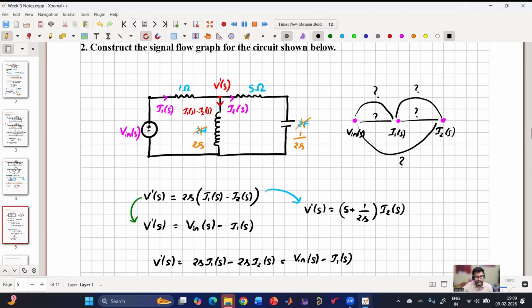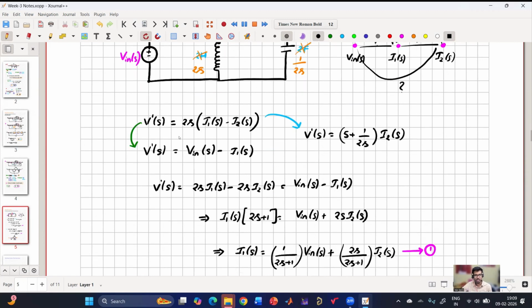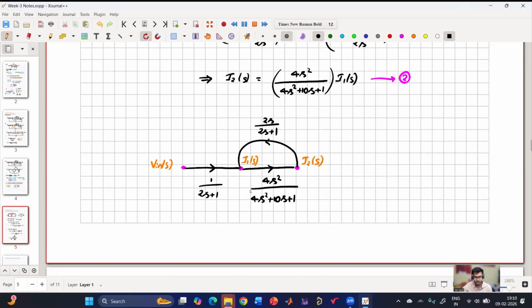But here I have applied one KCL. I have assumed V dash of S. So I got three equations. V dash of S I got in three different forms. I have substituted one in one equation and one in another equation to get two equations, and then from there I have drawn the signal flow graph. So this is my overall signal flow graph. Is this clear, everyone?